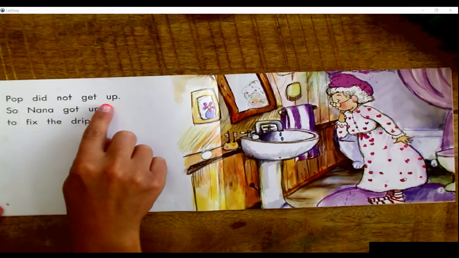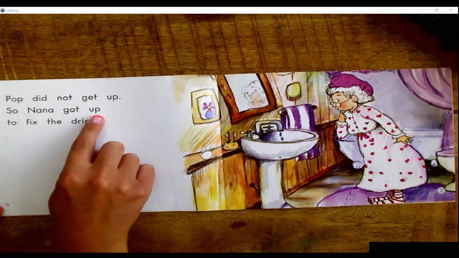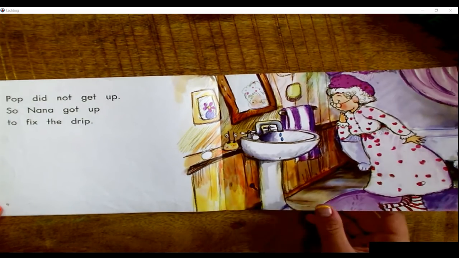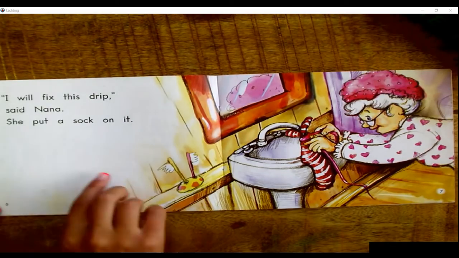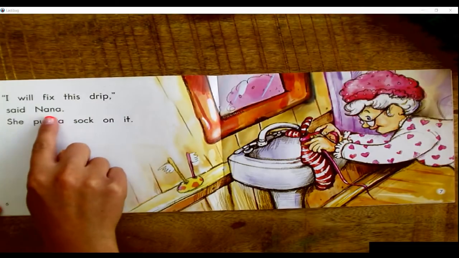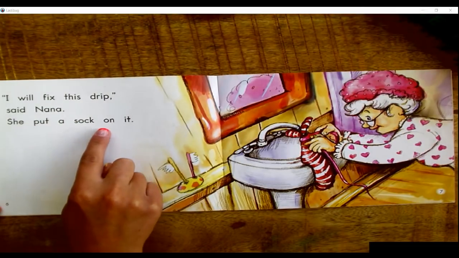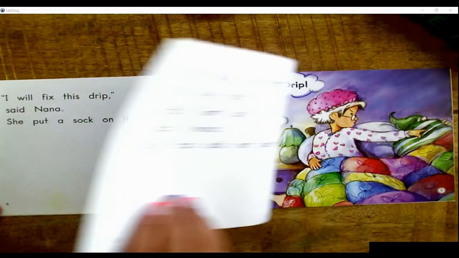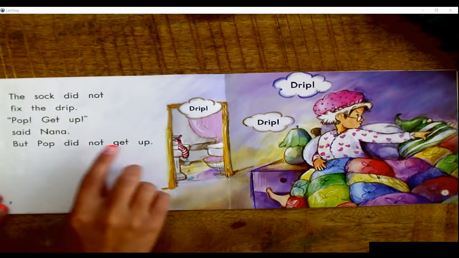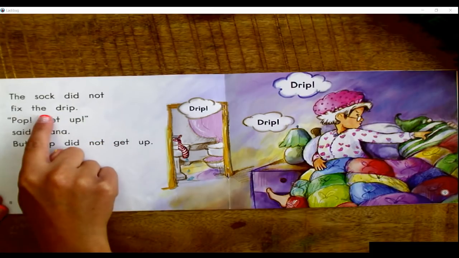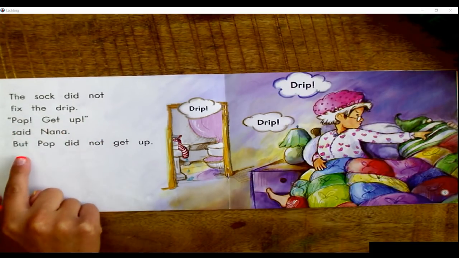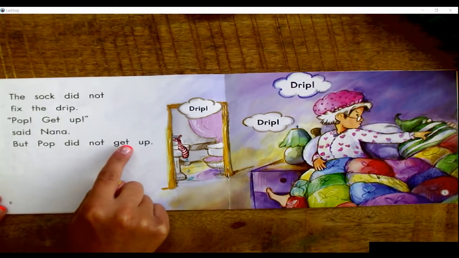Pop did not get up, so Nana got up to fix the drip. Wonder what she'll do. I will fix this drip, said Nana. She put a sock on it. Oh my goodness, how silly. The sock did not fix the drip. Pop, get up, said Nana. But Pop did not get up.